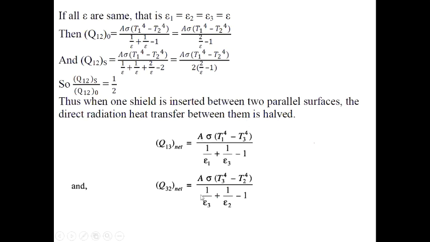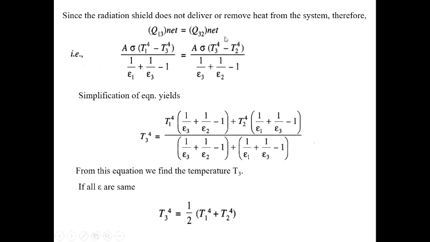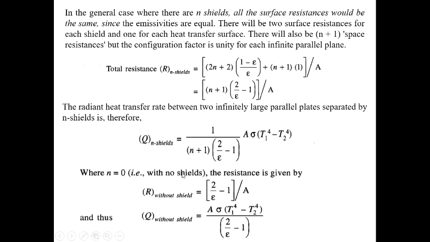If you want to find the temperature of the radiation shield, how can you find it? First you calculate Q13, then we find Q32, then both are equal, and from this you get the temperature T3. Okay? And if the emissivities are all the same, then T3 equals half of T1 to the power 4 plus T2 to the power 4.